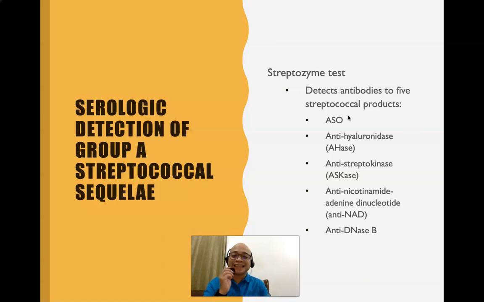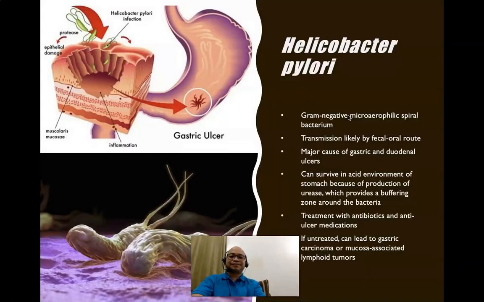So hyaluronidase is an enzyme also known as the spreading factor. Okay, anti-streptokinase. So streptokinase is an enzyme that can usually lyse blood clot or coagulation. And this is an enzyme, an antibody against the coenzyme, the anti-nicotinamide adenine dinucleotide, and the anti-DNase A. So these are the different streptozyme tests that may be used to augment the ASO testing.